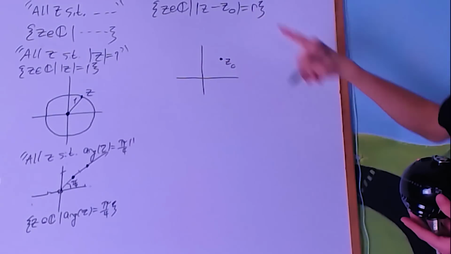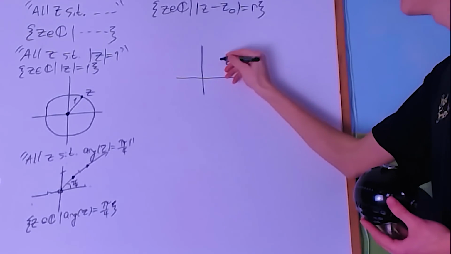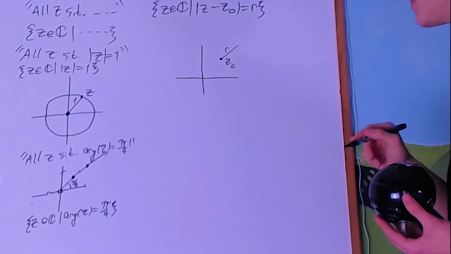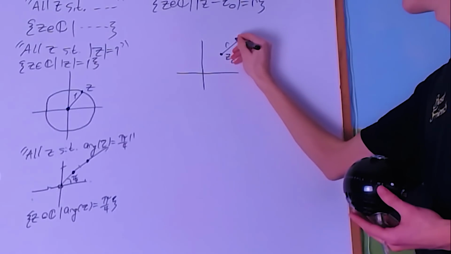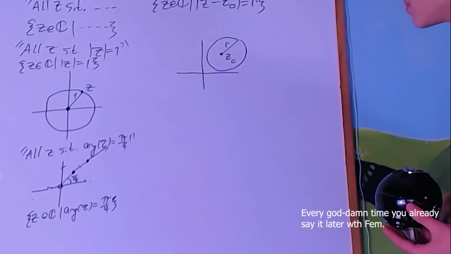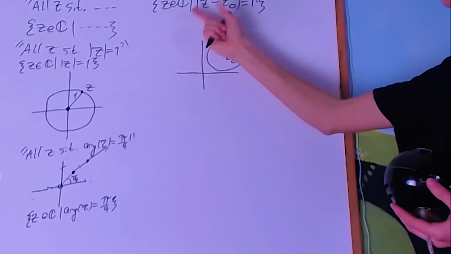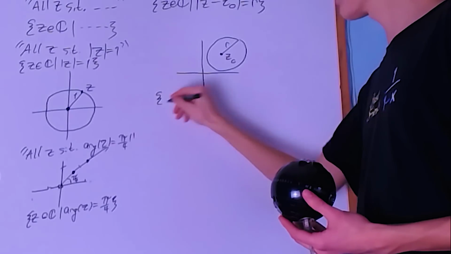And then this r is the radius of the circle, because it's all points a fixed distance of r from z0. And so we have the circle of radius r around z0 given by this locus. And then a similar thing with the argument.